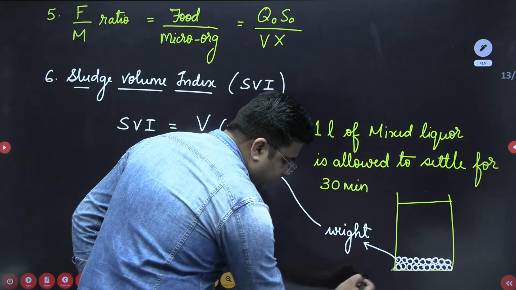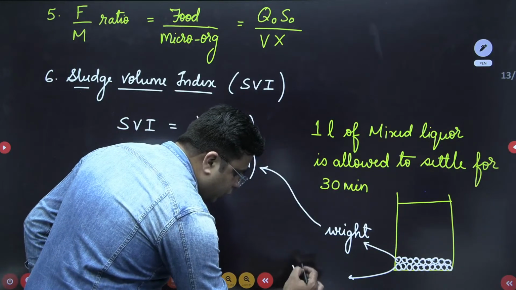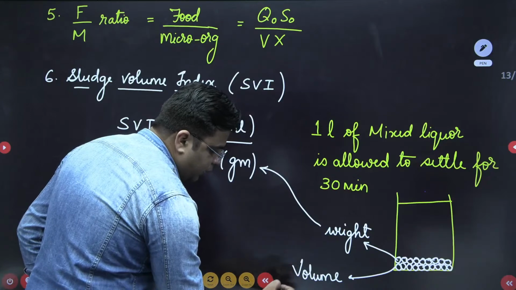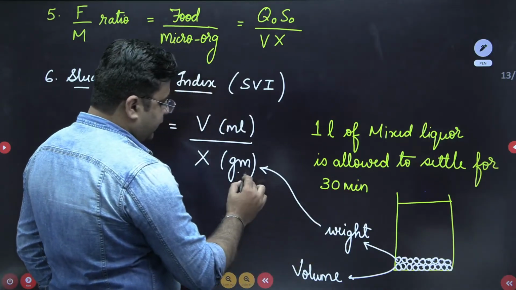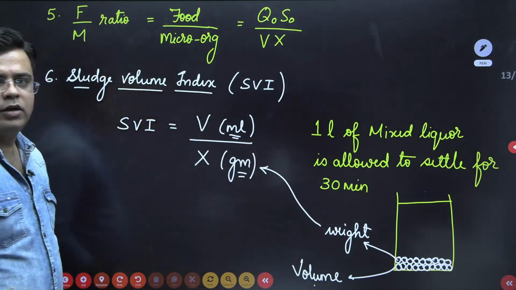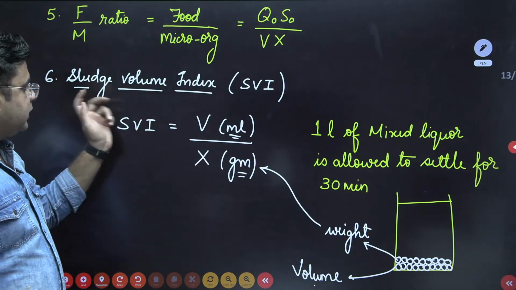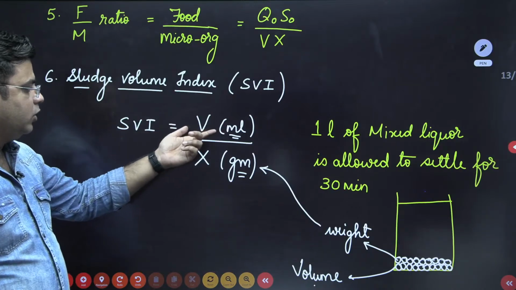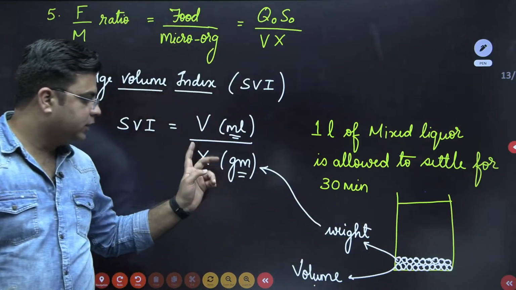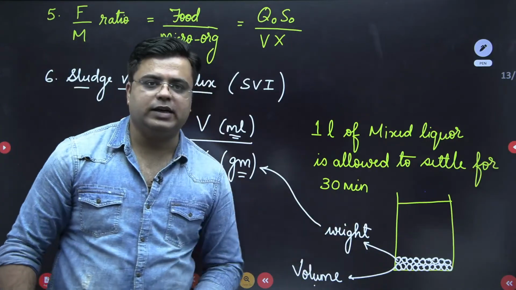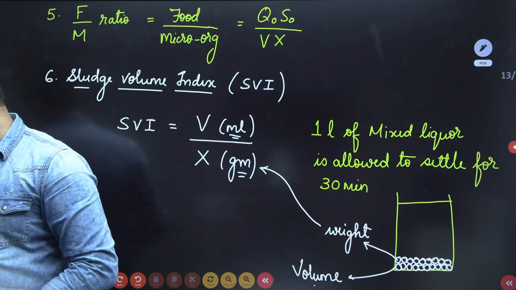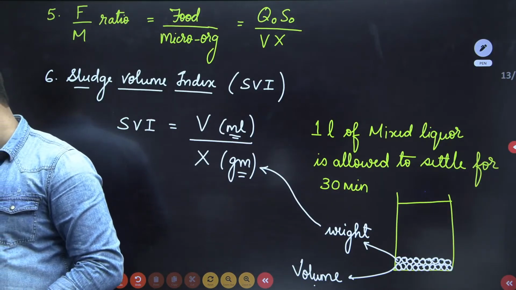The second thing that you need to measure is the volume of these settled solids, right? So weight is measured in grams and volume of the settled solids is measured in ml. So this is how you calculate the sludge volume index. SVI is equal to V by X. V is the volume of the settled solids and X is the weight in grams of these settled solids. So this is what we have from the definition of sludge volume index.